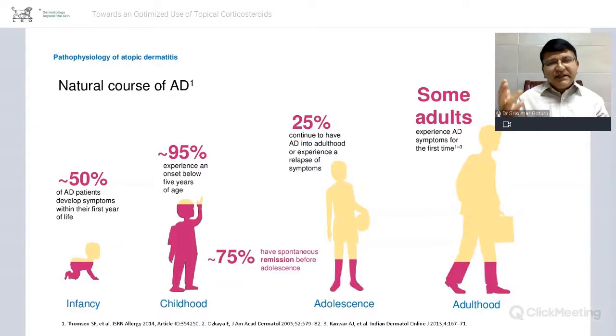75% have spontaneous remission before adolescence. These are relatively interesting statistics, but I would say that I can put the same thing in a different manner also. There are different projections.